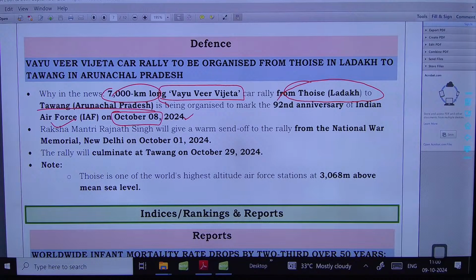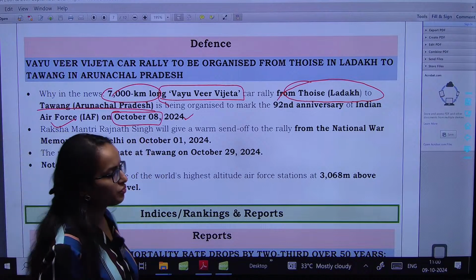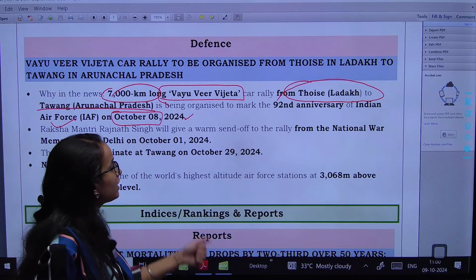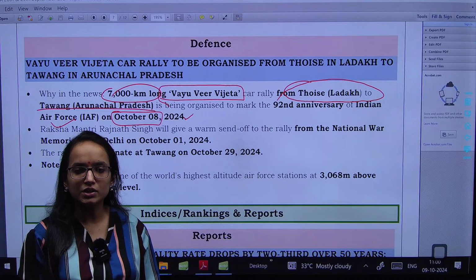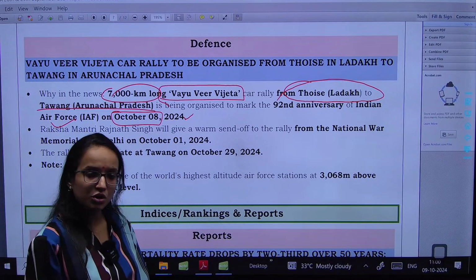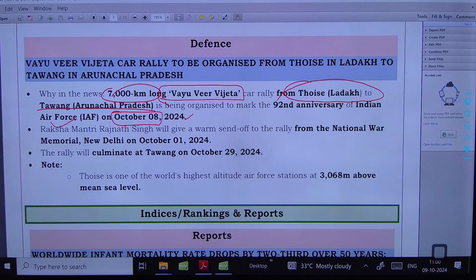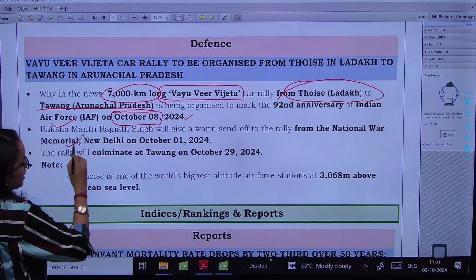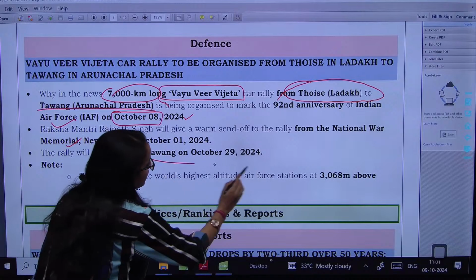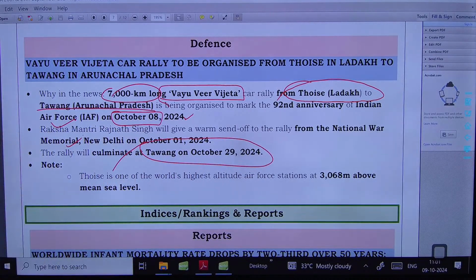So just remember this Vayu Veer Vijayata car rally. Now, this was organized to mark the 92nd anniversary of the Indian Air Force. And it has been provided with a warm send-off by the Defense Minister from the National War Memorial, New Delhi. It will culminate and end at Tawang on 29th October, remember.